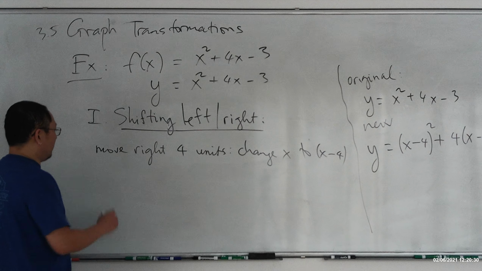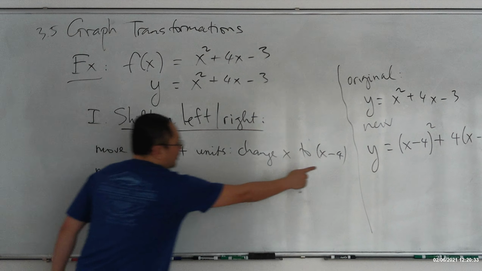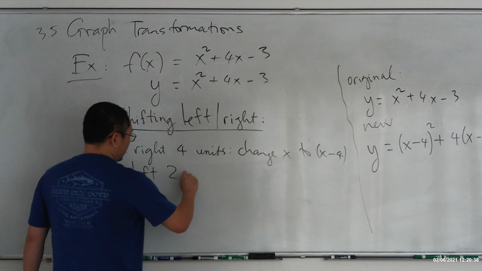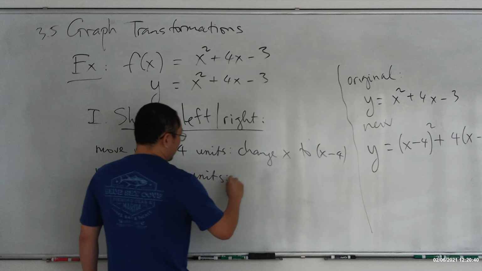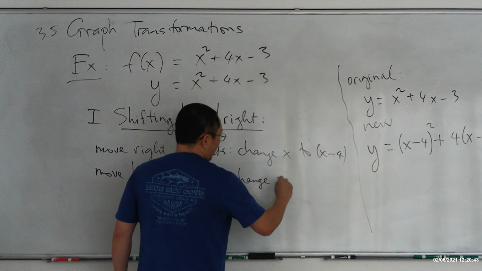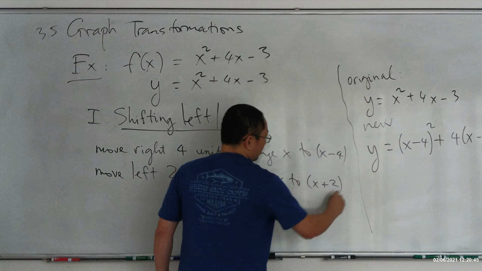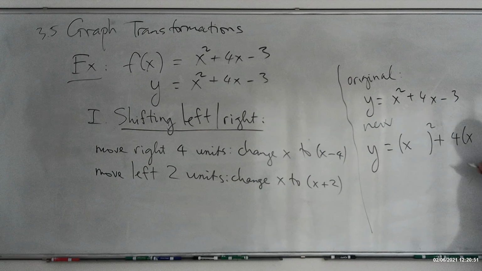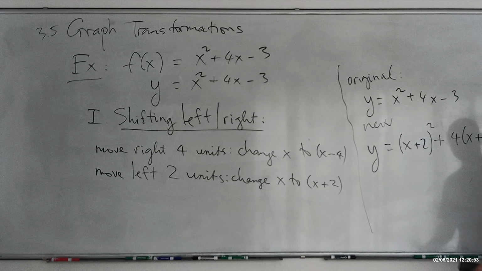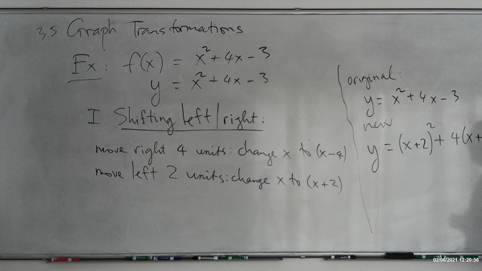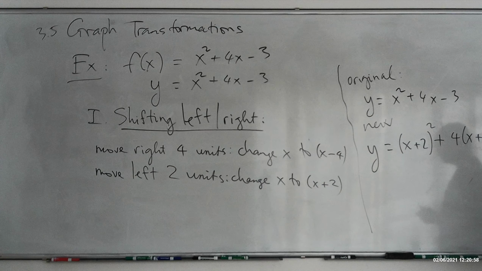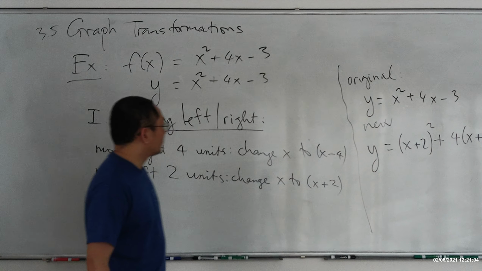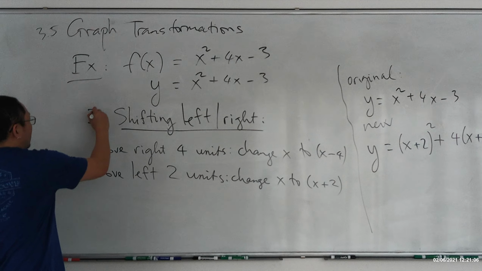Okay? Similarly, if you want to move left, you do the same thing. Instead of subtracting, you do adding. Move left, say 2 units. All you have to do is you change x to x plus 2. Okay? My new function is this. I can cheat a little, right? x plus 2, x plus 2. You have to change all x to x plus 2. Okay? As you shift it left and right, second item.